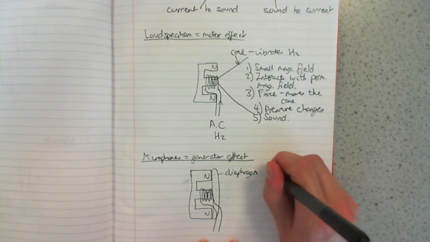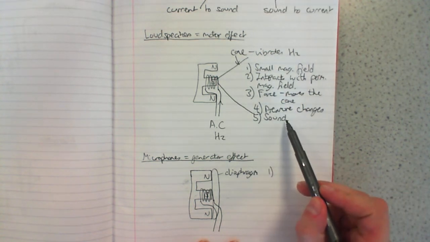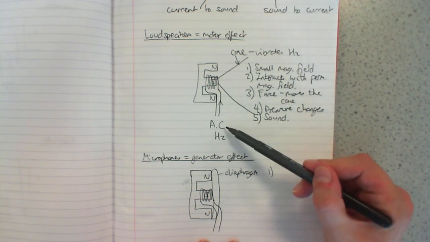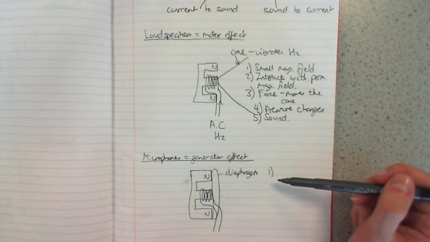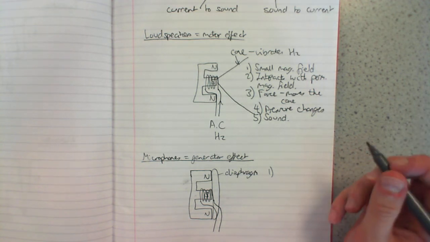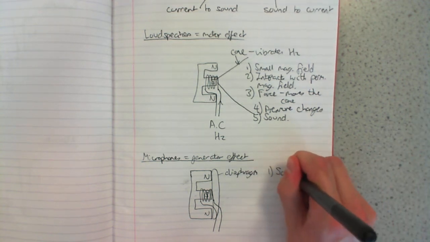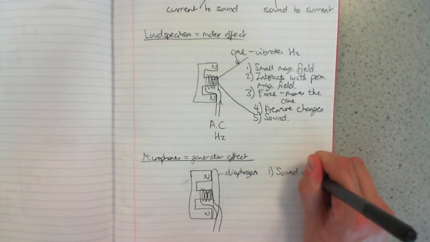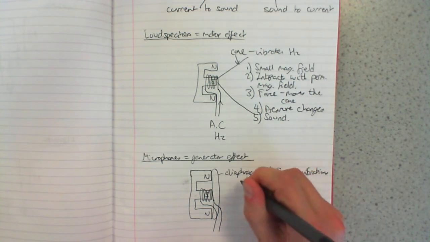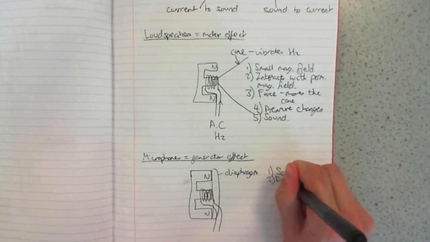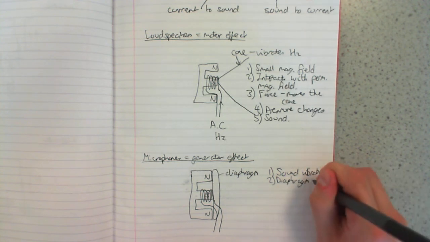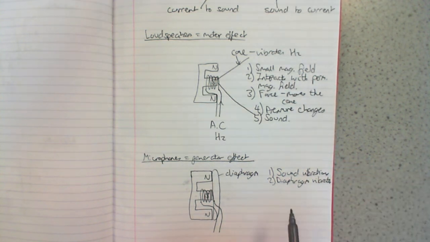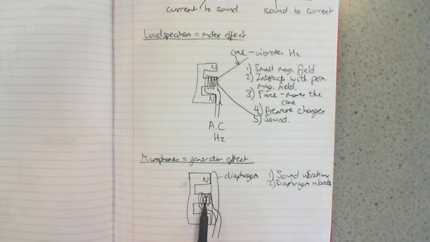So what happens, it basically works in reverse. Loudspeakers started with alternating current and ended up with sound. A microphone is the opposite way around. We start off with sound and we're going to end up creating alternating current. So what happens, the sound vibrations cause the diaphragm to vibrate. And when the diaphragm vibrates, it's attached to the solenoid, so it moves that solenoid over the pole. And because that coil's moving over the pole, it induces a potential difference.